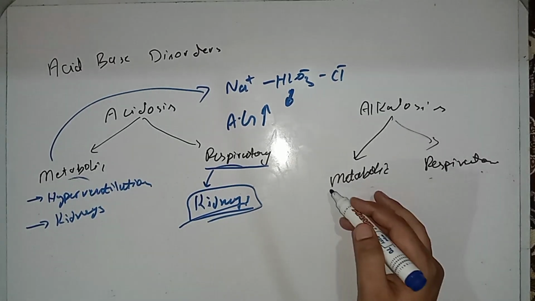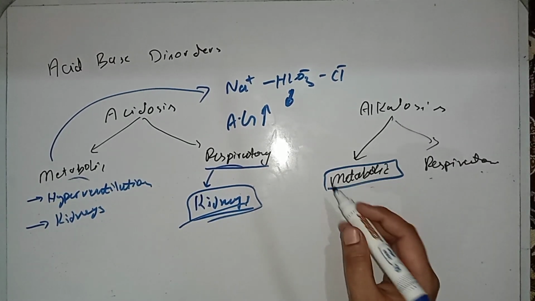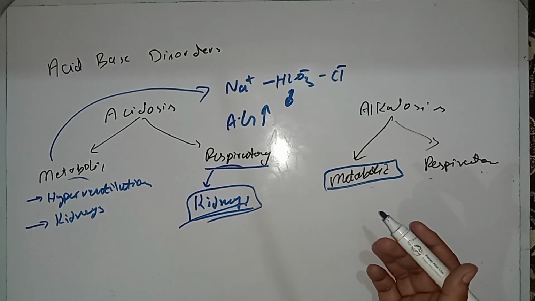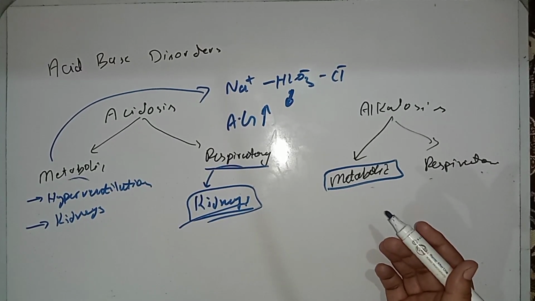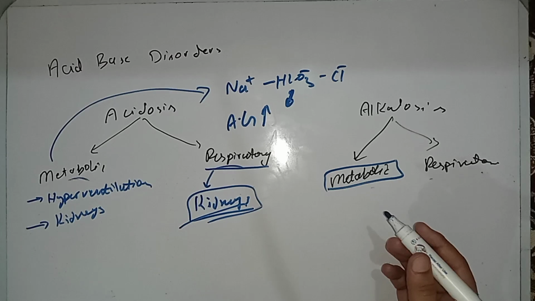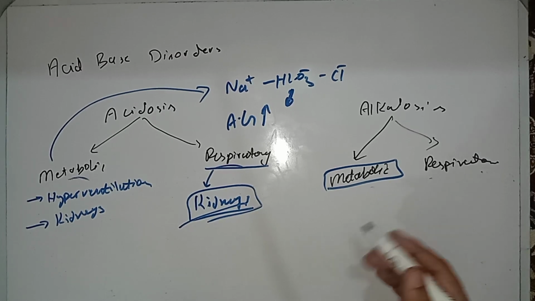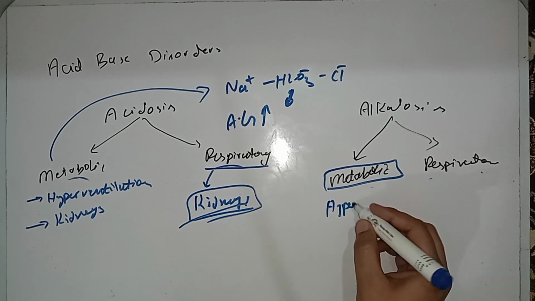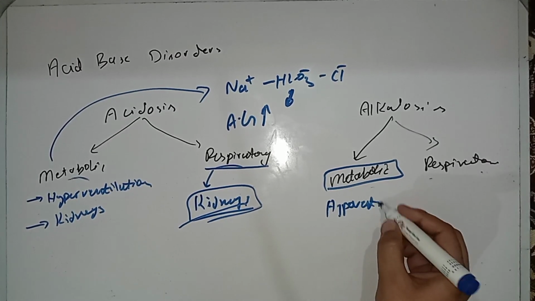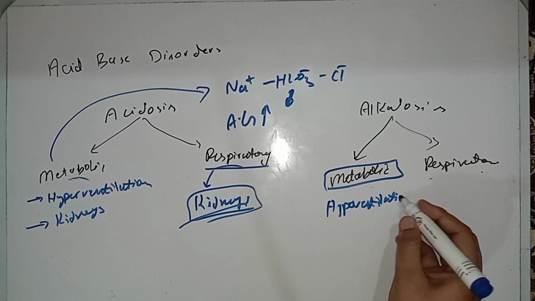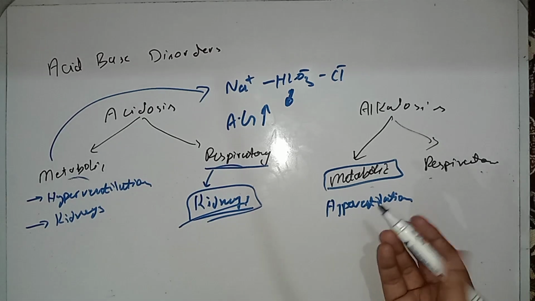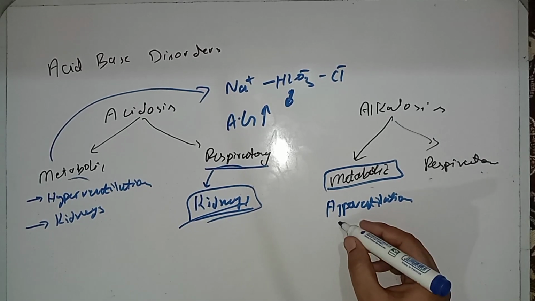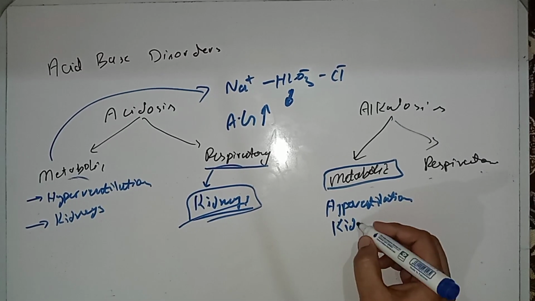So what is the compensatory mechanism of metabolic alkalosis? In alkalosis, bicarbonate is increased. Initially, there will be compensation by the respiratory system, which will cause hypoventilation, and then in the long term, in a few days, kidneys will play their role, excrete bicarbonate and try to maintain pH.